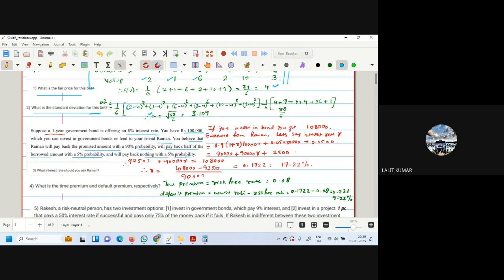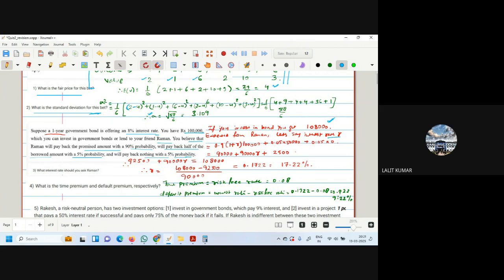So how to solve these kinds of questions? First of all, you have to see what is my risk-free return. If you invest in a government bond, that is considered risk-free. So if you invest for a year, then you will get 1,08,000. This is the minimum amount which you will expect from Raman in all the scenarios. So we consider the return from Raman.